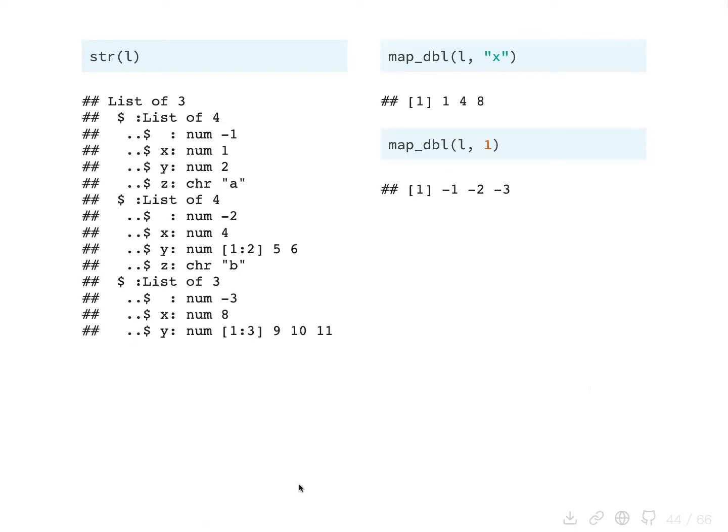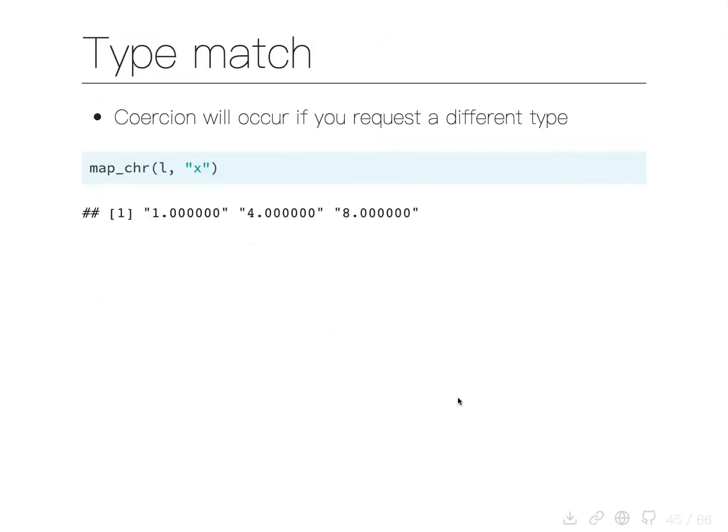Okay, so we can go through this and say map_dbl L, give me X, and it's just like map, it's going to get X for all of them. But because I've used underscore double, it's going to return an atomic vector of type double. And similarly here, I could say map_dbl L, give me the first element, and it will return an atomic vector of type double with the first element. Coercion will occur if you get a different type, if it can.